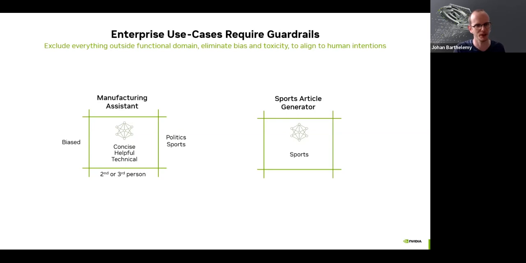So that's something that you can do using guardrails, and that's going to be available in NeMo services and the NeMo framework. If you want to build something about sports, then you just care about the sports knowledge, the sports data. So you're going to include just that and remove everything else about politics or technical information.